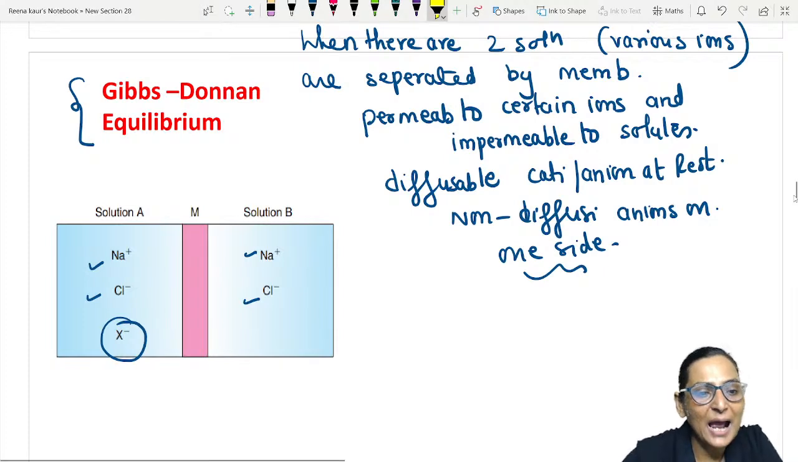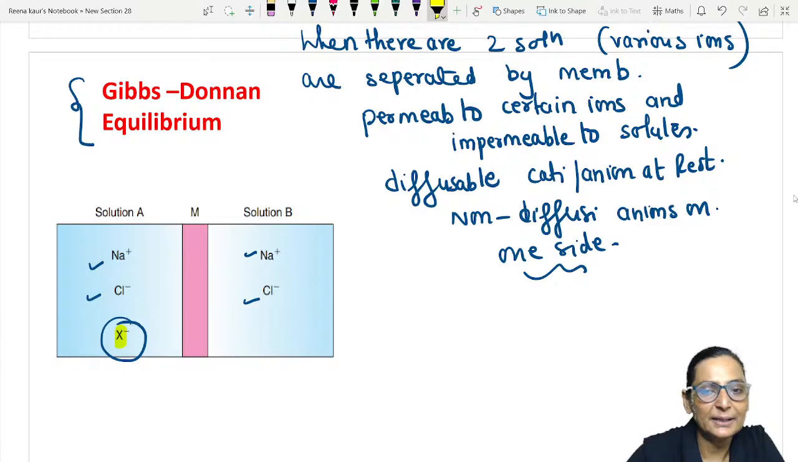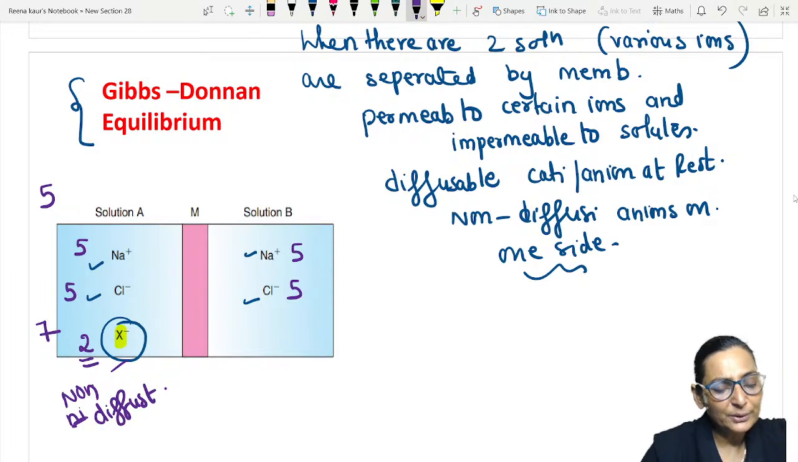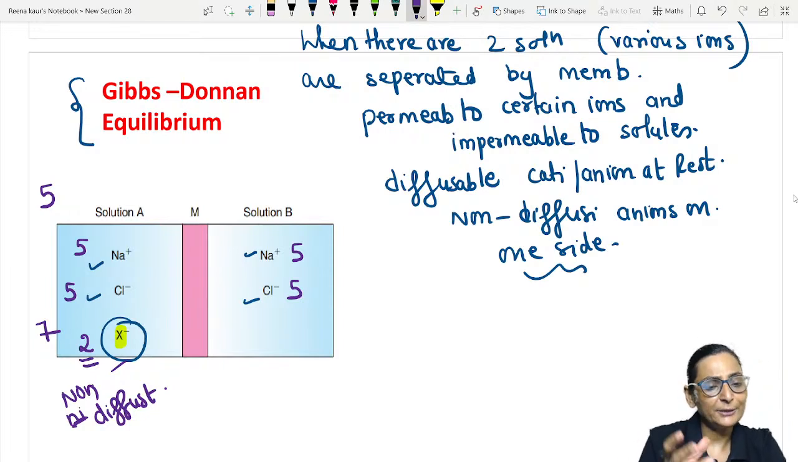Now suppose you add an anion. This is anion X, and suppose this is non-diffusible. Now what will occur? How will you handle it? Suppose initially there were 5, 5, 5 and 5. Now you've added 2 anions. So now the cations are 5 and the anions are 7. Now how will you bring about an electrically neutral solution? Now what will you have to do?